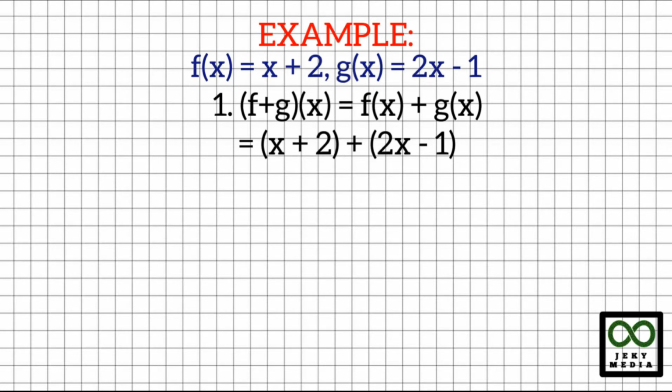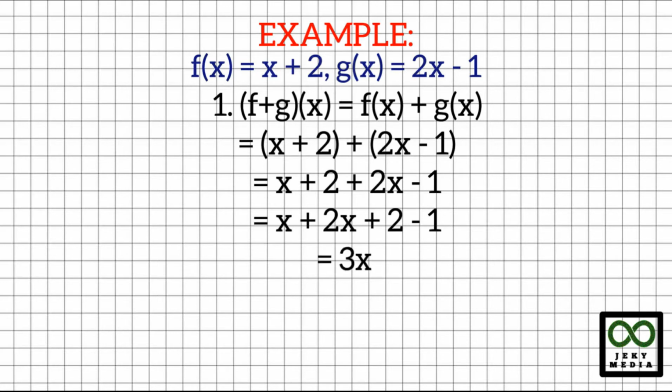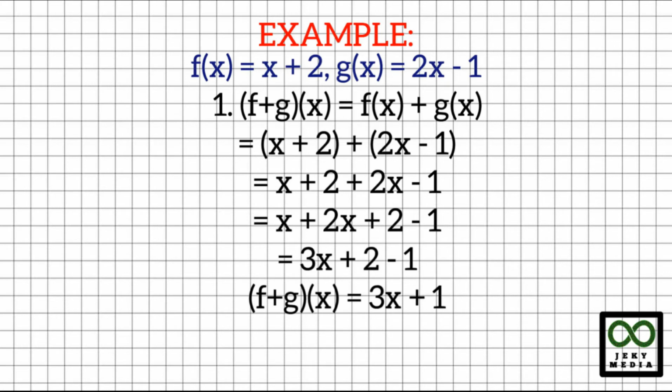Let's remove the parentheses. This will become x plus 2 plus 2x minus 1. By collecting terms with the same variables, this will become x plus 2x plus 2 minus 1. Adding terms with the same variable, x plus 2x equals 3x, and 2 minus 1 is positive 1. The sum of the functions f and g is equal to 3x plus 1.